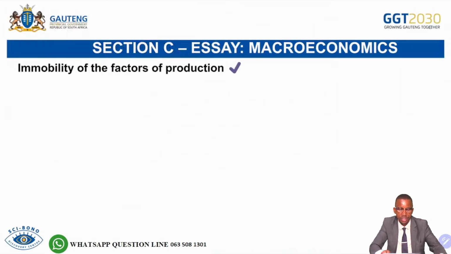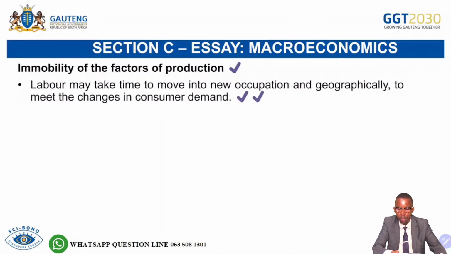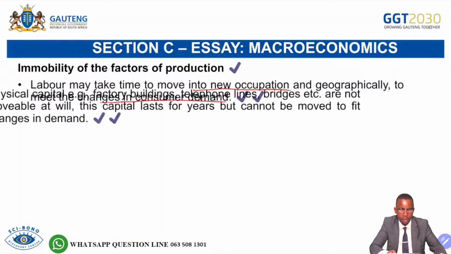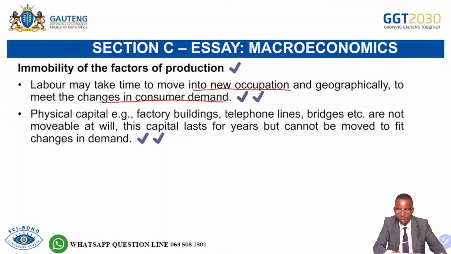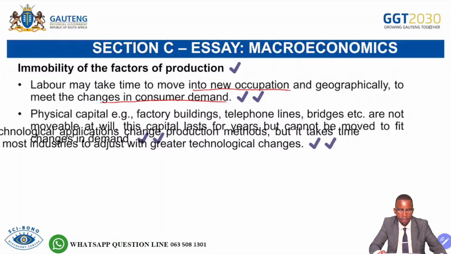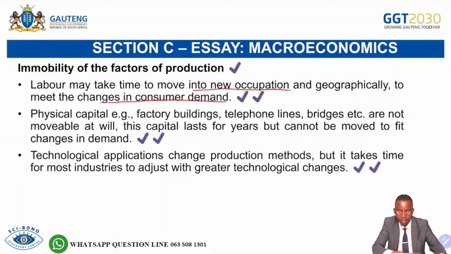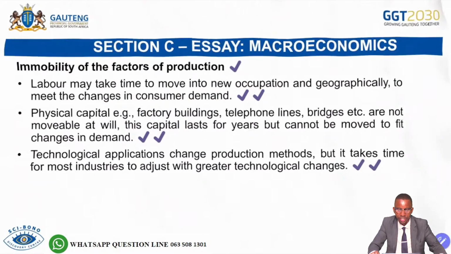Immobility of factors of production. In this situation, labor may take time to move into new occupations and geographically to meet changes in consumer demand. Also, physical capital, e.g. factory buildings, telephone lines, bridges, etc., are not movable at will. This capital lasts for years but cannot be moved to the place where it is highly needed. And technical applications change production methods, but it takes time for most industries to adjust to greater technical changes.